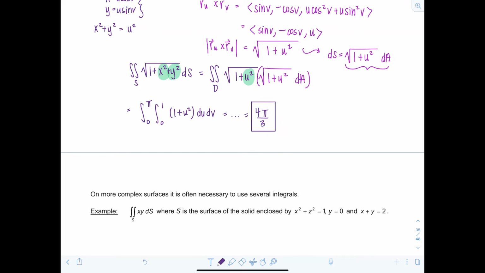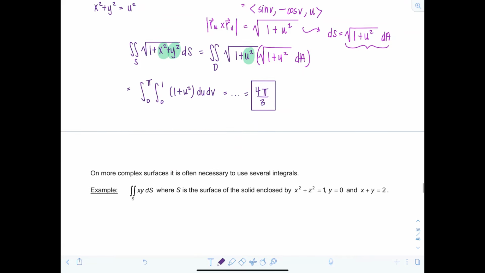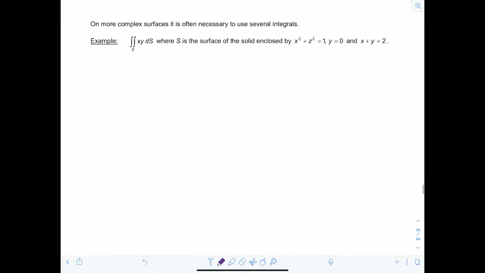Okay, let's take things to the next level. On more complex surfaces, it's often necessary to use several integrals. So we're going to evaluate the surface integral of xy ds, where S is the surface of the solid enclosed by x squared plus z squared equals 1, y equals 0, and x plus y equals 2.